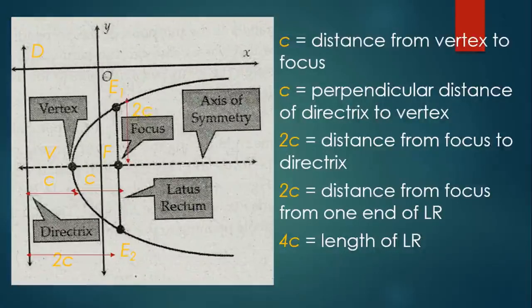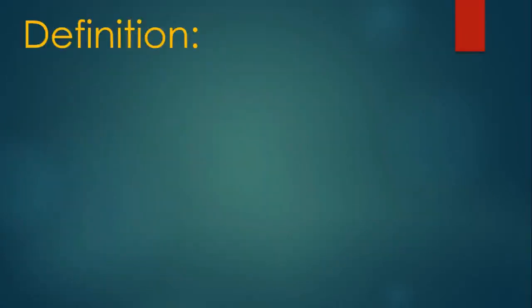Okay, ano pa yung 2C? Yung one of the ends of the latus rectum to focus, ang haba 2C rin. Okay, 2 times C. And then, yung length of the latus rectum from E sub 1 to E sub 2 is equivalent to 4 times C or 4C. At yun yung haba ng ating latus rectum. Okay. So, yun yung mga parts and definition of a parabola.